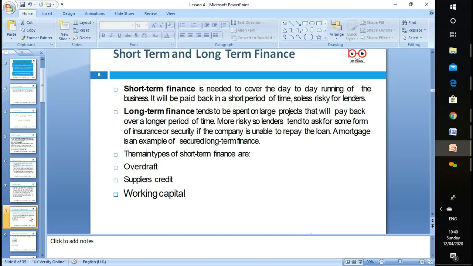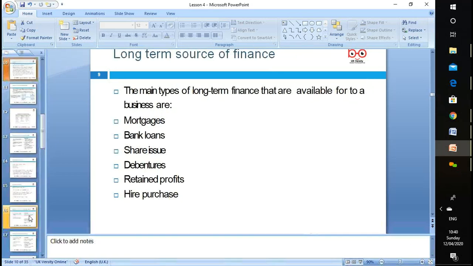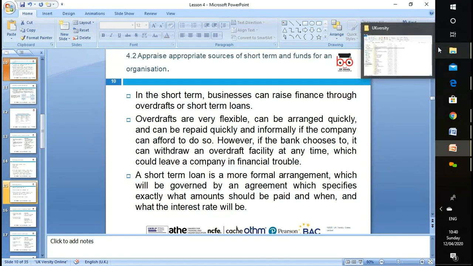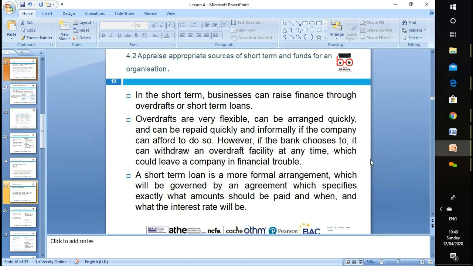Okay, next now, short term and the long term. Short term is what we discussed earlier, and the long term is more than a year. Next now we're looking at appraising appropriate sources of finance, short term, and the funds in the organization. In short term, businesses can raise the finance through the overdraft and the short term loan.